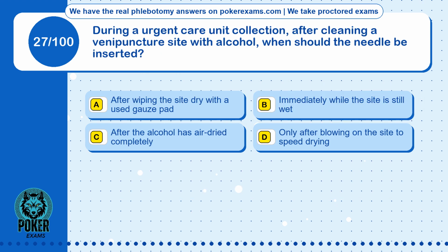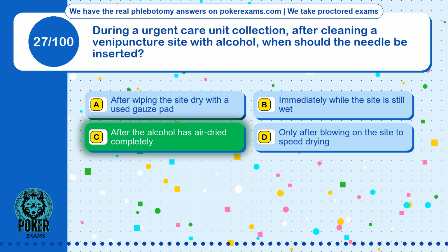Question 27. During an urgent care unit collection, after cleaning a venipuncture site with alcohol, when should the needle be inserted? Option A. After wiping the site dry with a used gauze pad. Option B, immediately while the site is still wet. Option C. After the alcohol has air dried completely. Option D. Only after blowing on the site to speed drying.